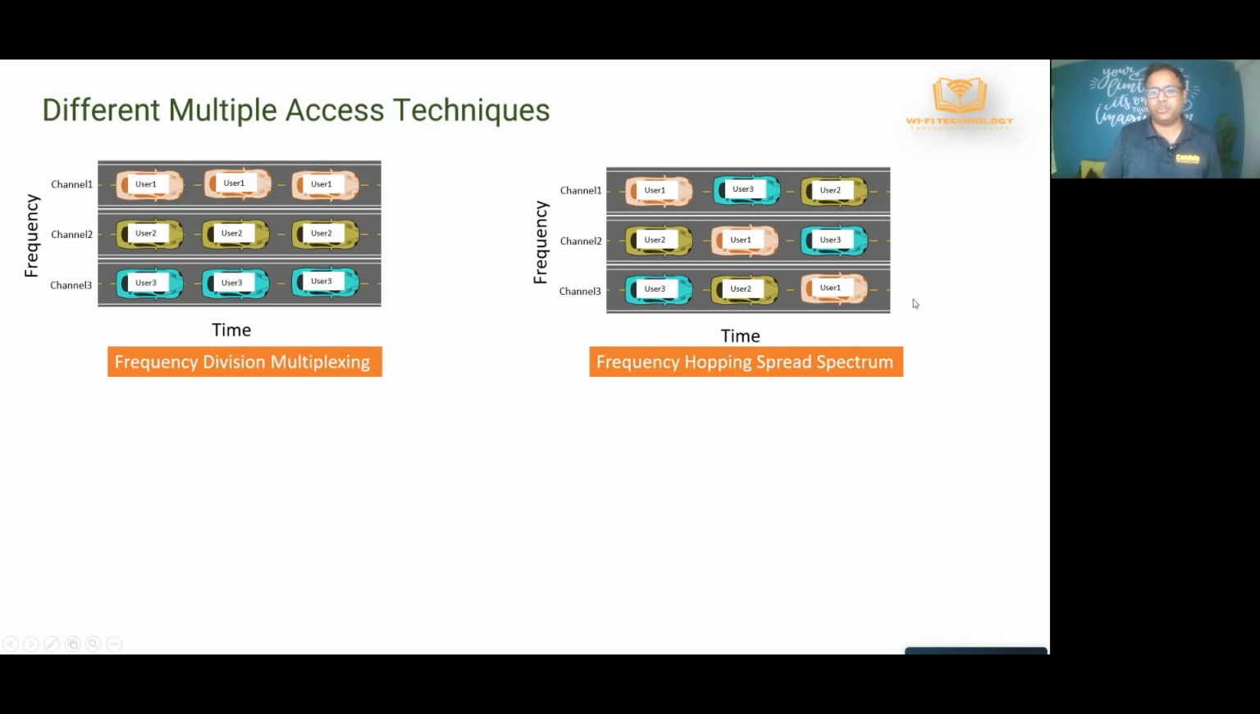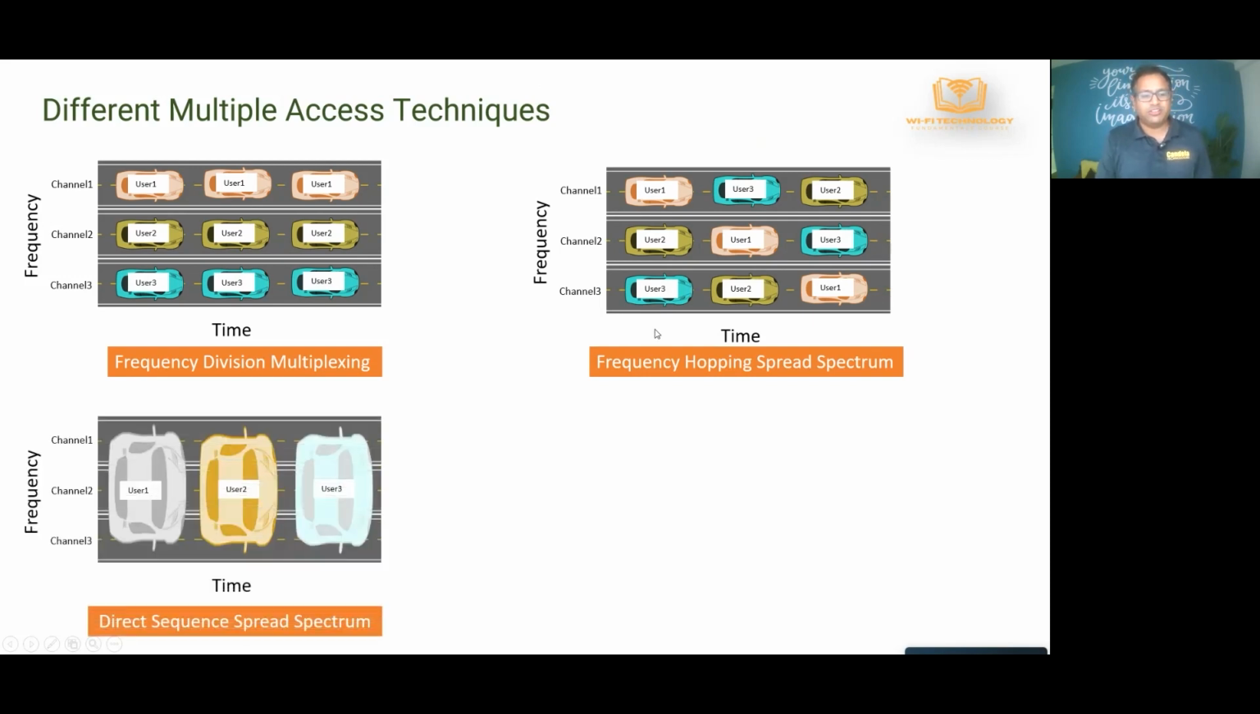So you can hop between frequencies, and then user 2 can do the same, user 3 can do the same. That's called frequency hopping spectrum, which is one of the earlier forms of spreading mechanisms that were used in Wi-Fi technology. The other interesting one is what we call the direct sequence spectrum. This is quite interesting because what they did here is they said, I am going to take information and spread it over the entire bandwidth that is available.